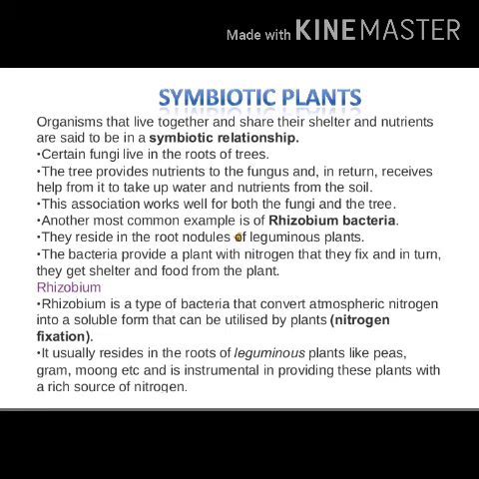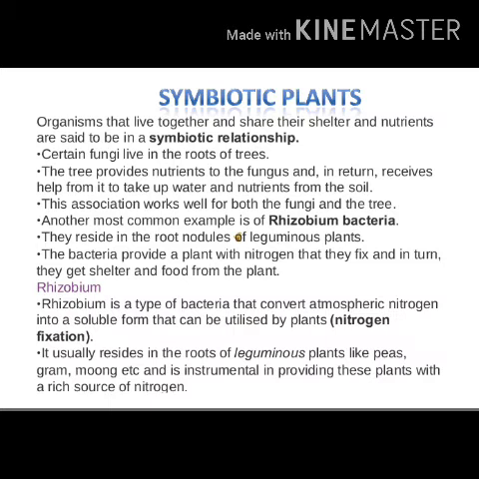Symbiotic plants. Organisms that live together and share their shelter and nutrients are said to be in a symbiotic relationship. Certain fungi live in the roots of the trees. The tree provides nutrients to the fungus and in return receives help from it to take up water and nutrients from the soil. This association works well for both the fungi and the tree.